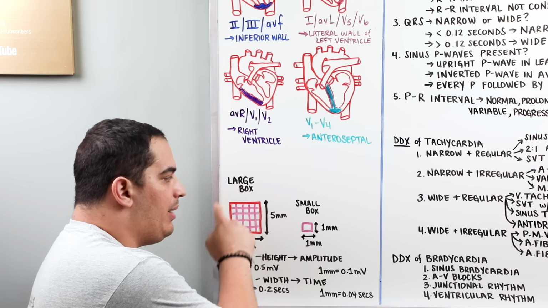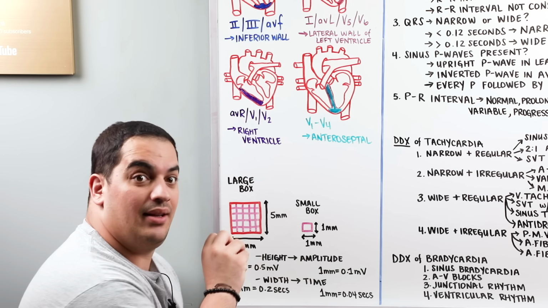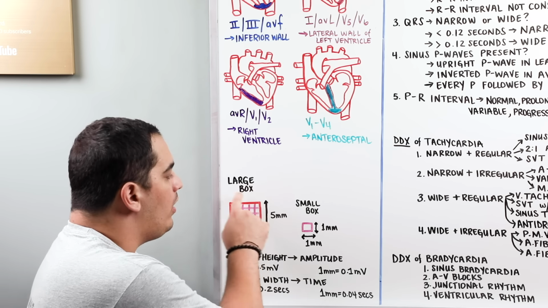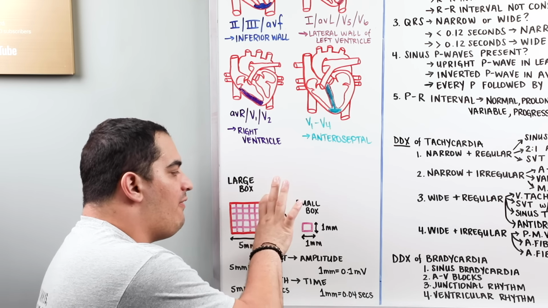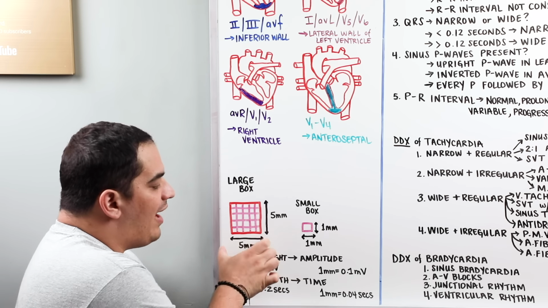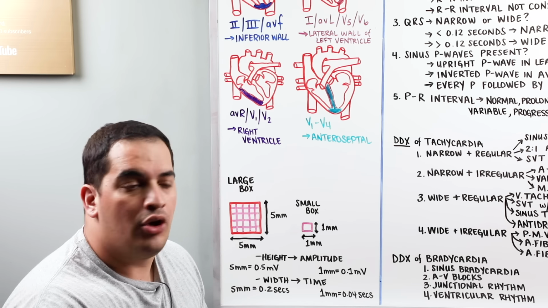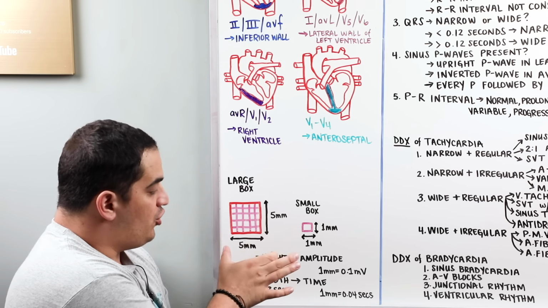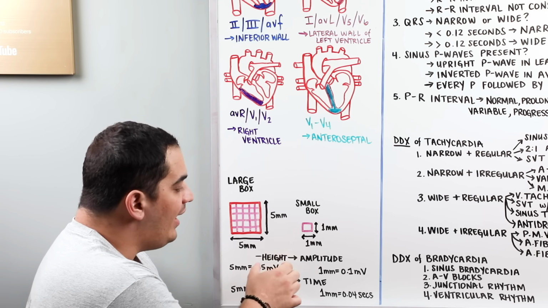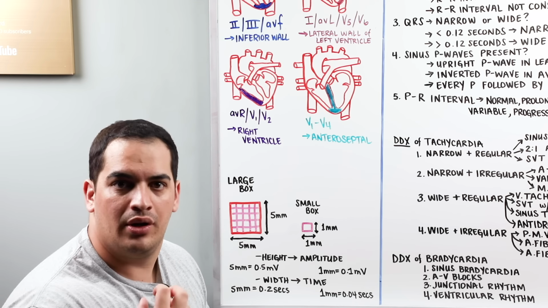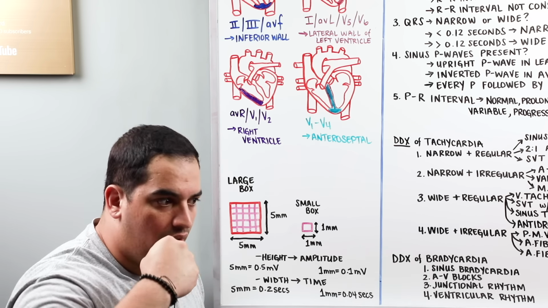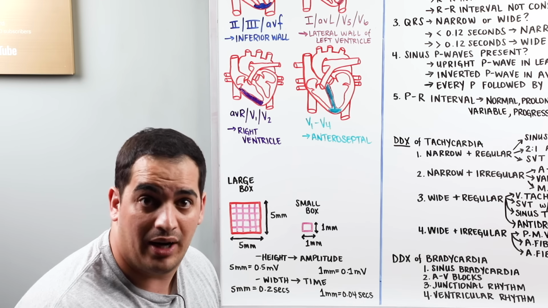What you need to know is that you have a big box, and then inside of that big box, there's a bunch of little boxes, right? One large box is about 5 millimeters in height. It's about 5 millimeters in width. Why is that important? Well, you should know what the height is telling you, and you should know what the width is telling you. Height is telling you about amplitude. It's telling you about voltage, how much electrical activity that these different parts of the atrium and ventricles can generate.